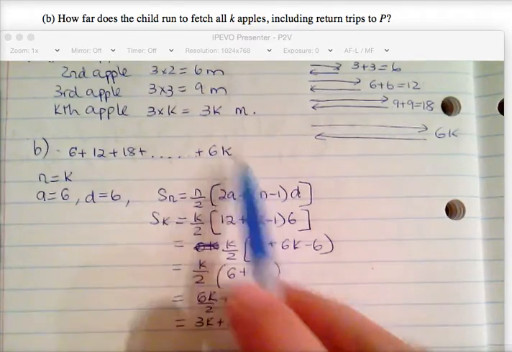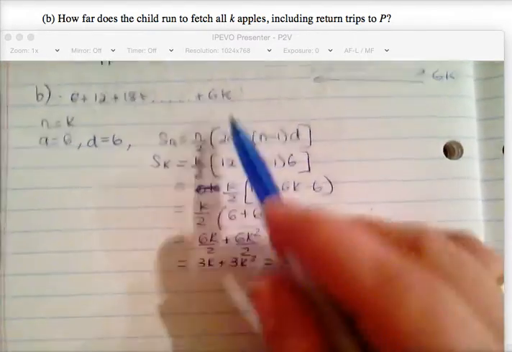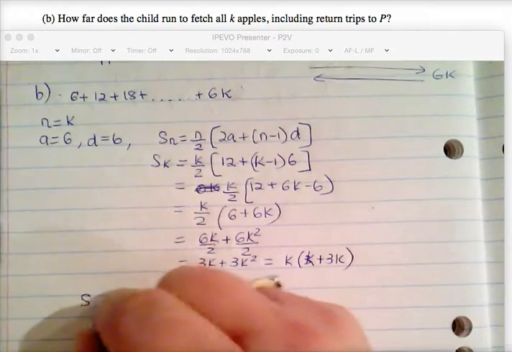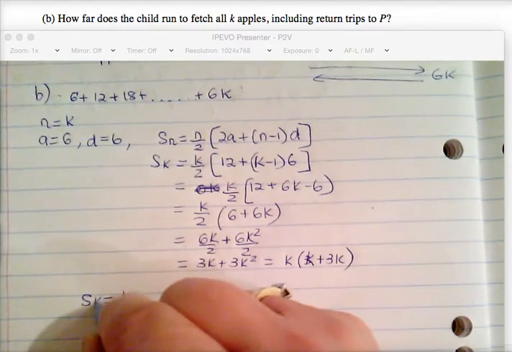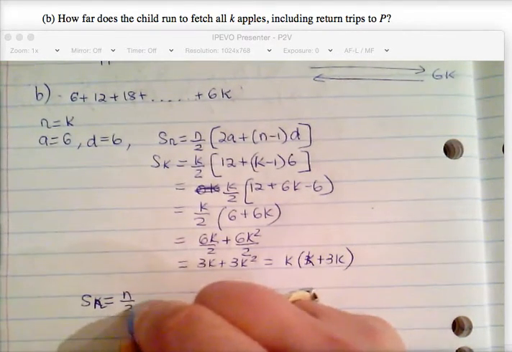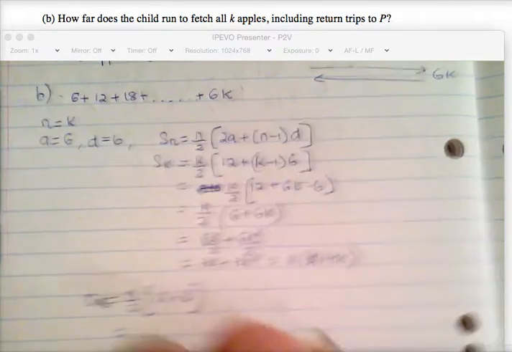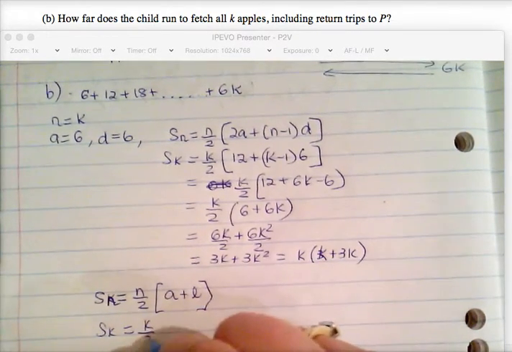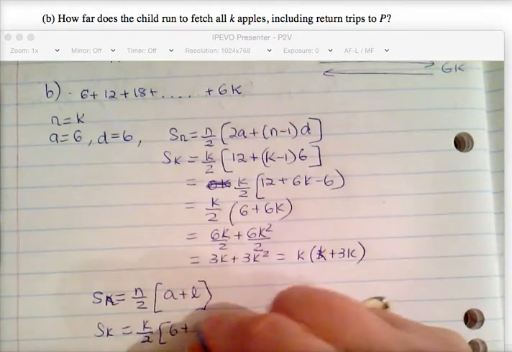Now that's if you didn't realise, I suppose, that the last term is 6k, but if you do realise that the last term is 6k, you could have said sum of n terms is n on 2, use the formula n on 2, a plus l. So sum of k terms is k on 2, a is 6, and l, the last term, is 6k.